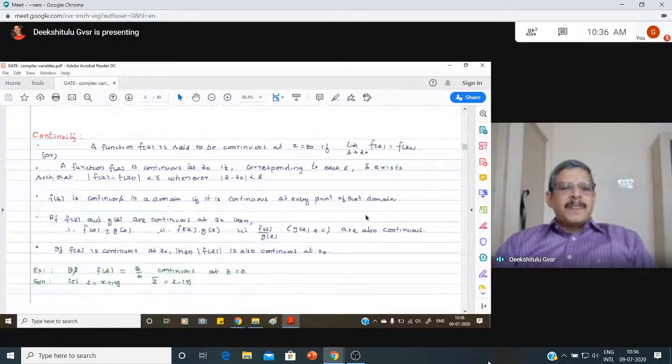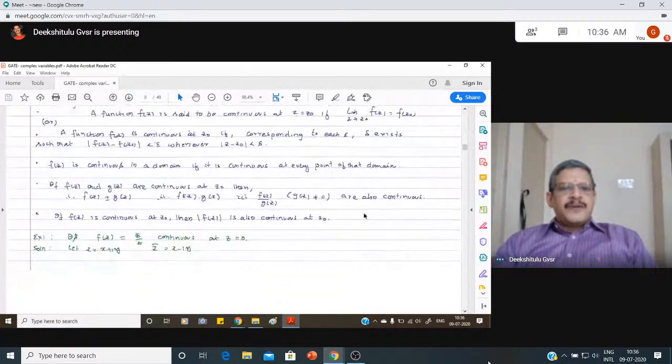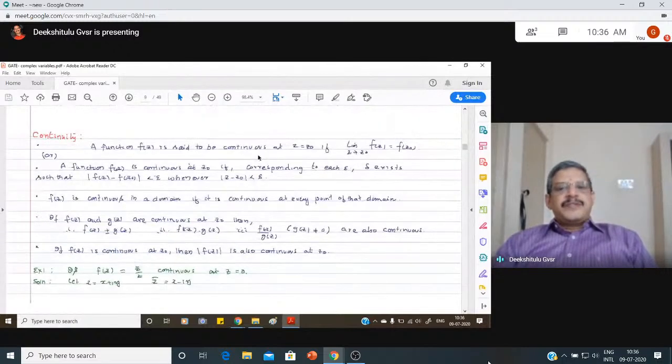Then continuity. This is where we stopped yesterday. A function f of z is said to be continuous at z equal to z naught if the limit as z goes to z naught of f of z is equal to f of z naught.